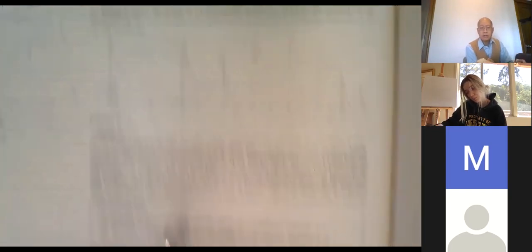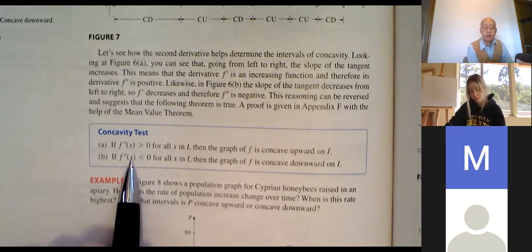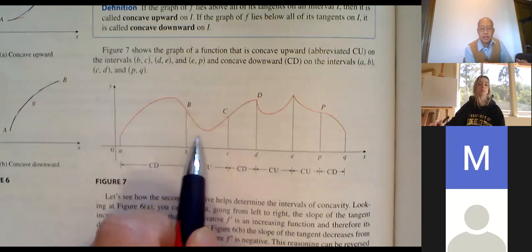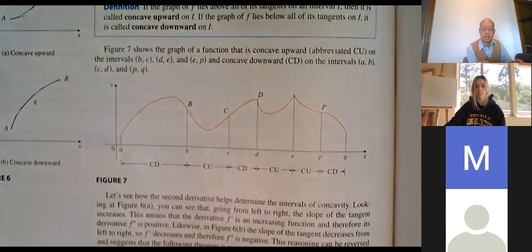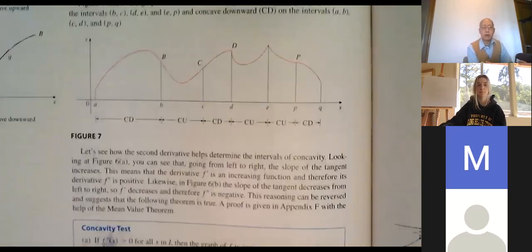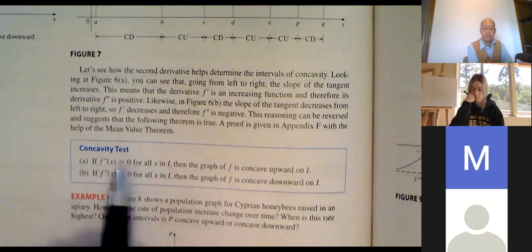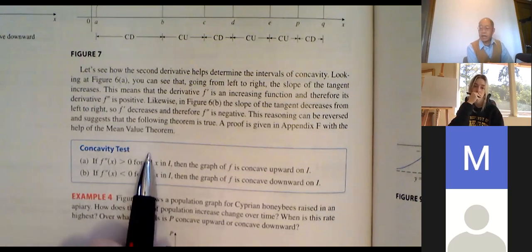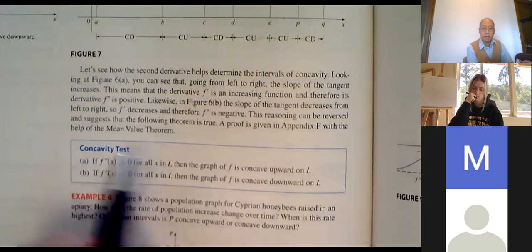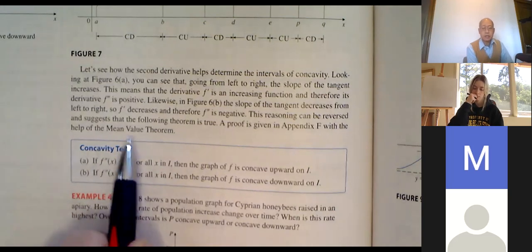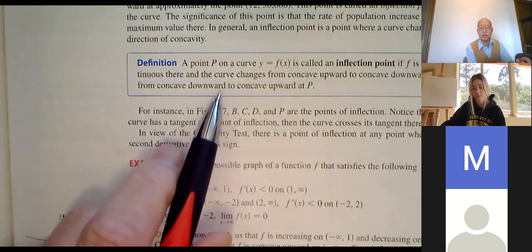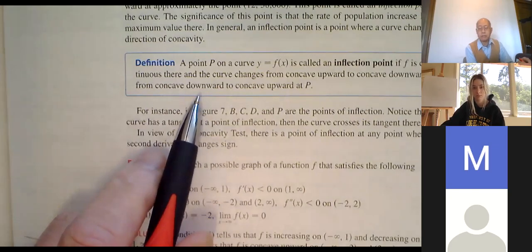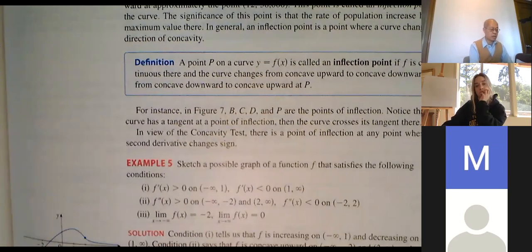Or, F double prime equals 0. Left side, concave up, right side, concave down. It's an inflection point. But let's pretend you have F double prime equals 0, but on both the left and right sides, it's concave up. Then it's not considered an inflection point. Likewise, if on both sides you have a concave down situation, then again, you no longer have an inflection point. I know there's a lot of stuff going on here, and I'll have to do some problems to show you what's going on.